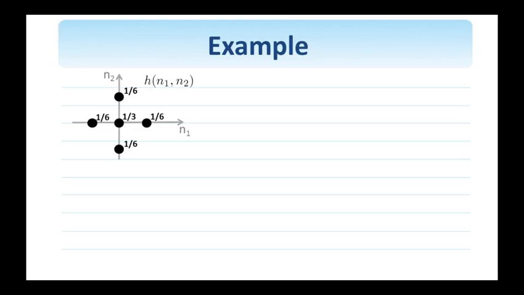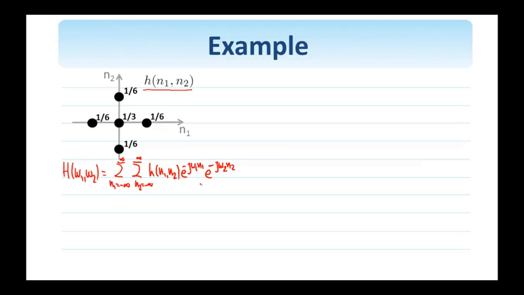Let us consider a simple example. We are given a system with the impulse response depicted here, and we want to find the frequency response of this system. So we apply the definition of the Fourier transform, and the frequency response is equal to this double summation of h of n1, n2 times e to the minus j omega 1 n1, e to the minus j omega 2 n2.